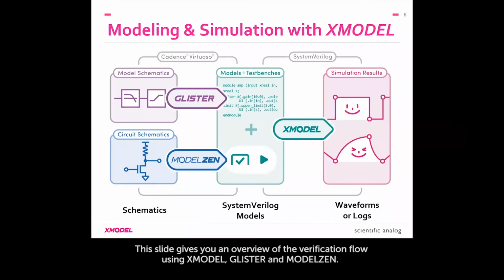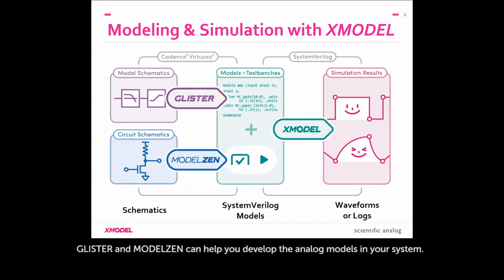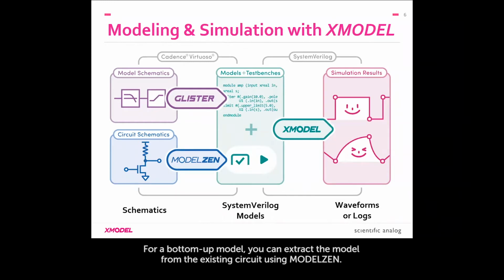This slide gives an overview of the verification flow using XModel, Glister, and ModelZen. First, you need a set of SystemVerilog models describing your system. Your system may have digital parts as well as analog parts. Glister and ModelZen can help you develop the analog models in your system. For a top-down model, you can describe it in a schematic form using Glister, and for a bottom-up model, you can extract the model from the existing circuit using ModelZen.